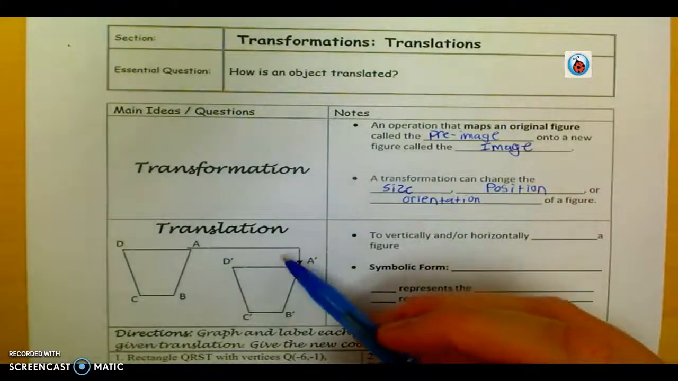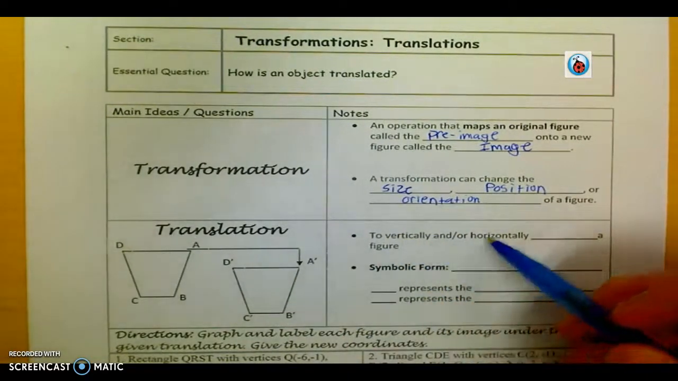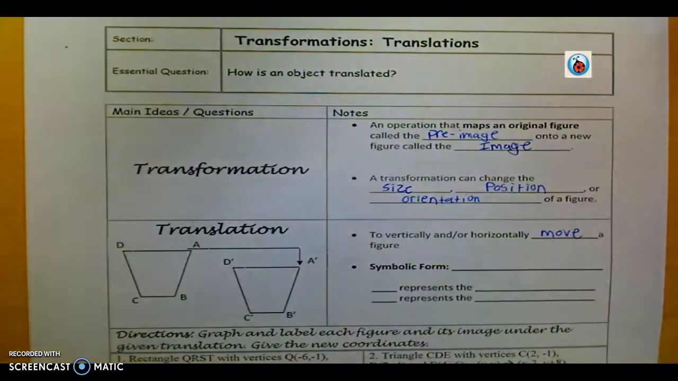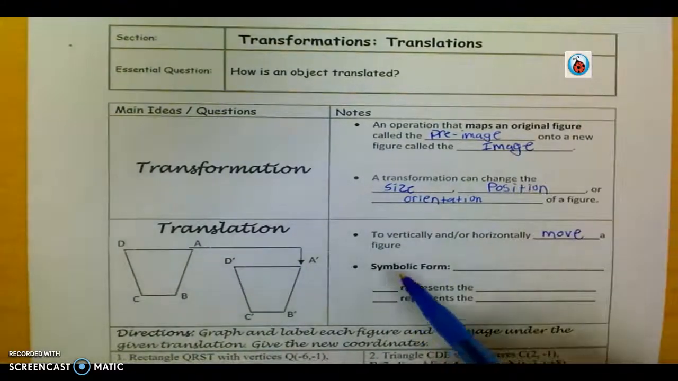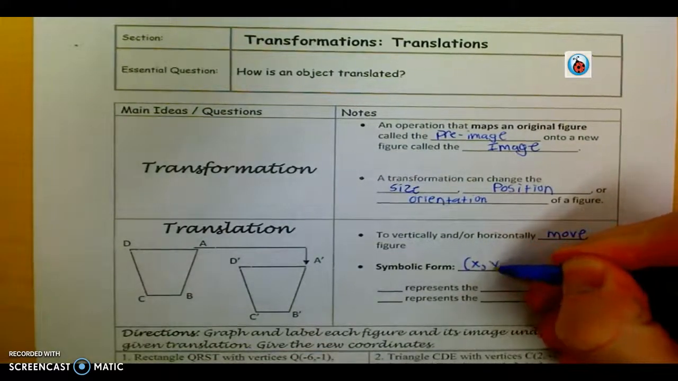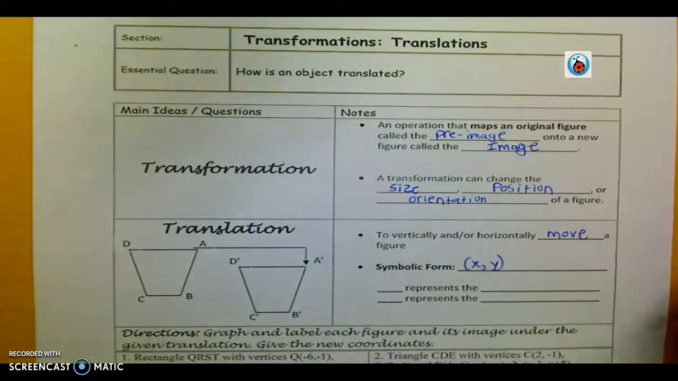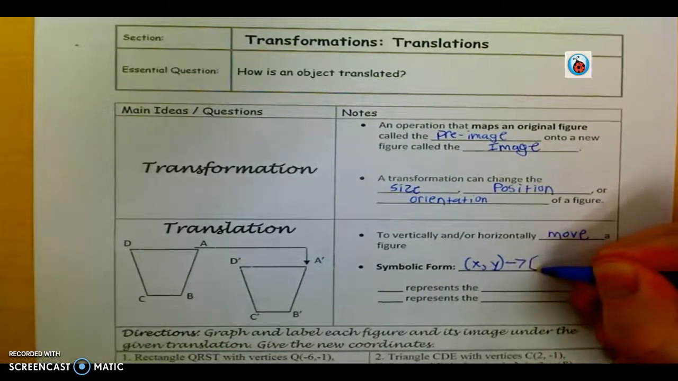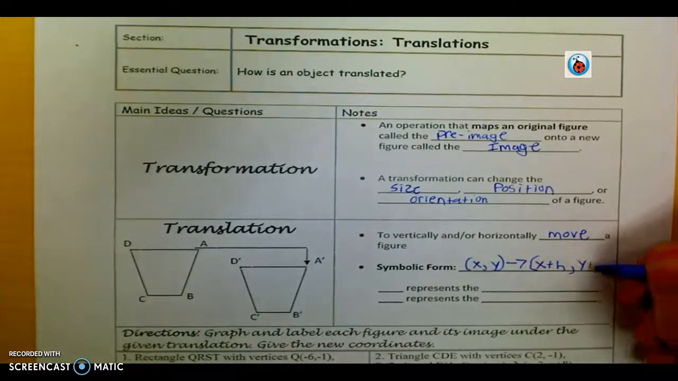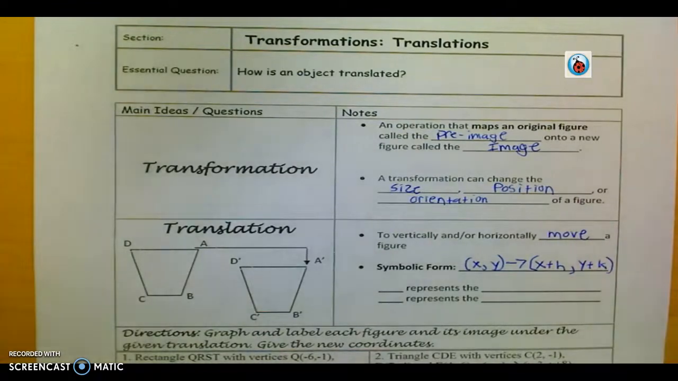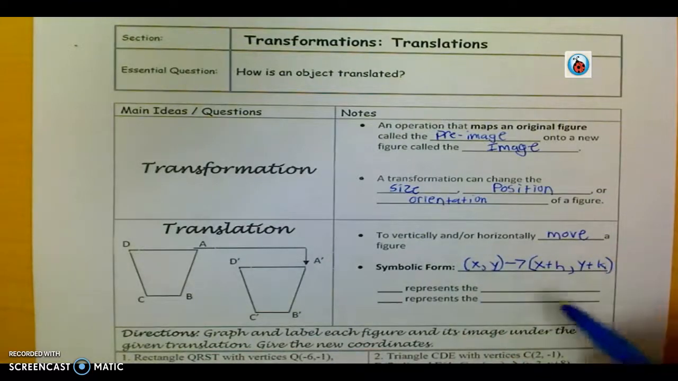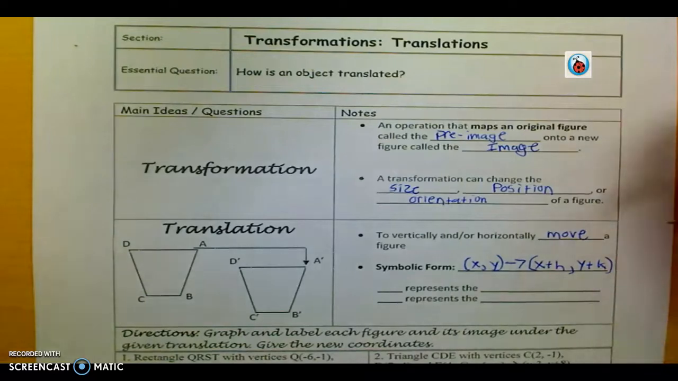All right. Now, a translation, specifically, is to vertically or horizontally shift a figure, or move a figure. We're going to say move. Move makes more sense here. Now, the symbolic form, which you will see written this way sometimes, is that an ordered pair (x, y), something happens to it in order to shift it, in order to move it. What happens is that (x, y) becomes (x + h, y + k). Got a lot of letters there, looks scary, but you know what x and y are, those are just ordered pairs. H and k are just what you use to shift or move a figure.